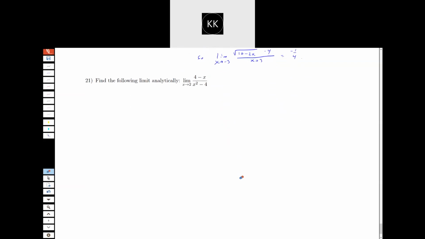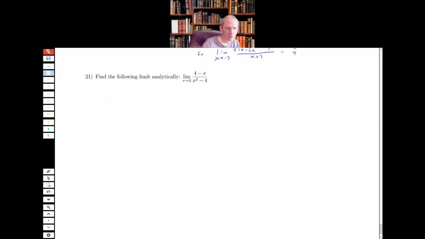All right, so let's find this last one. It's a limit. I'm always going to start by trying direct substitution. So we have 4 minus 2 over 2 squared minus 4. 4 minus 2 is 2. 4 minus 4 is 0. Non-zero number over 0 tells me I have an infinite limit. Okay, so we have one more infinite limit on here.